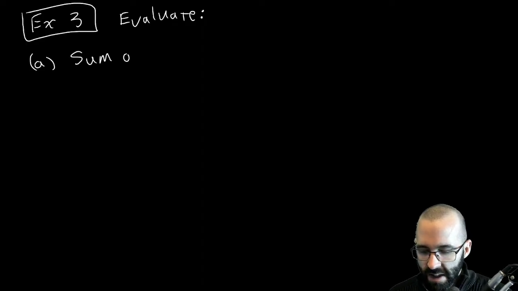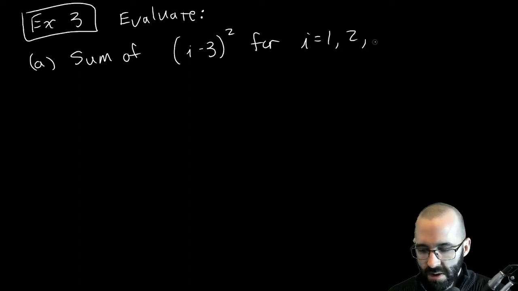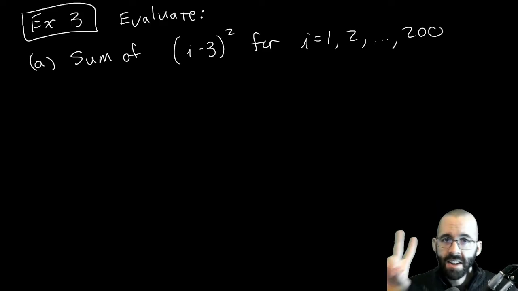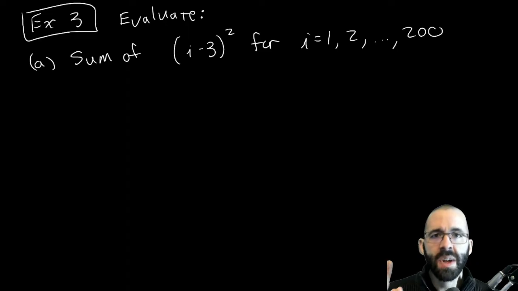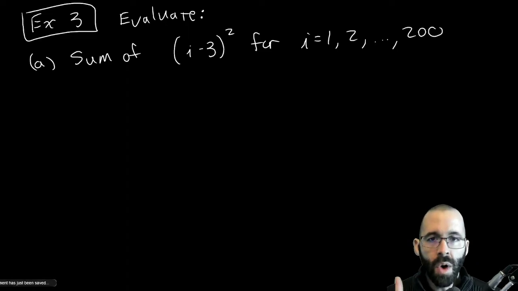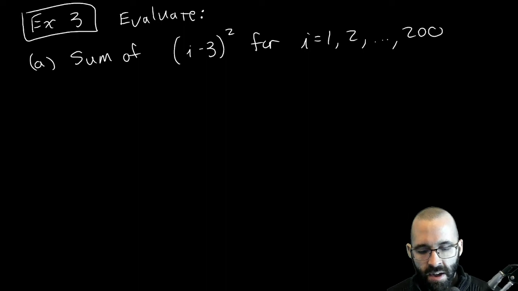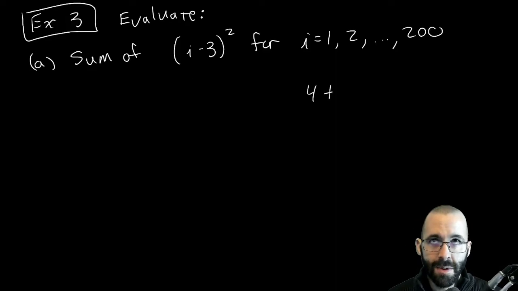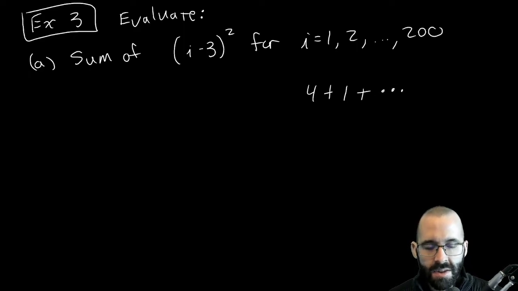Evaluate the sum of (I minus 3) squared, where I goes from 1 to 200. Now you have two kind of straightforward ways of starting this, two options. One, you could write this out. Say, well, the first one is when I is equal to 1. That's going to be 1 minus 3, negative 2 squared. Now the second one, 2 minus 3 is negative 1 squared, plus the third one, and you can do this 200 times.